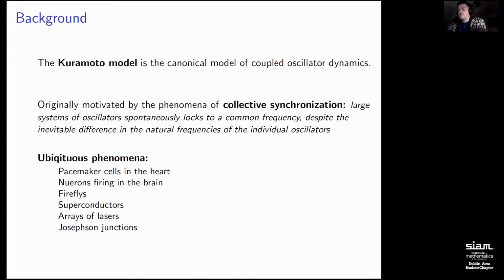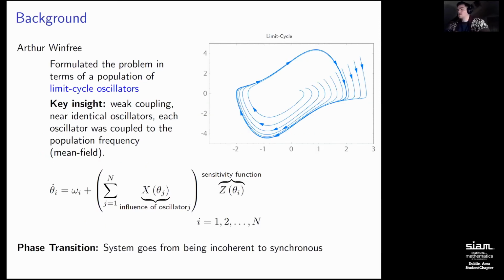You also have collective synchronization in physics, with examples such as superconductors, lasers, and Josephson junctions. Kuramoto and Crawford were probably the main two players. It really all started with Kuramoto, but he wasn't the first person to work on this. Arthur Winfree wasn't the very first person to work on it either, but he did provide the main initial insights.